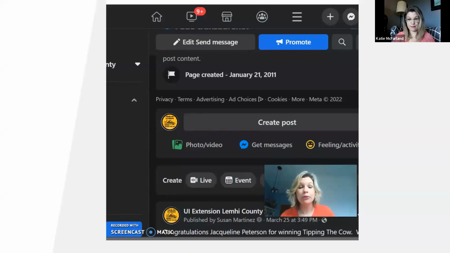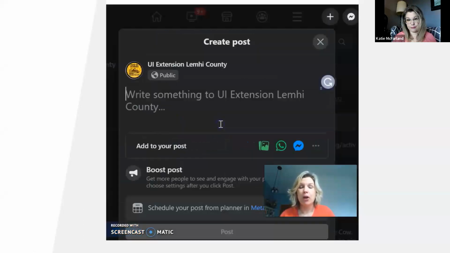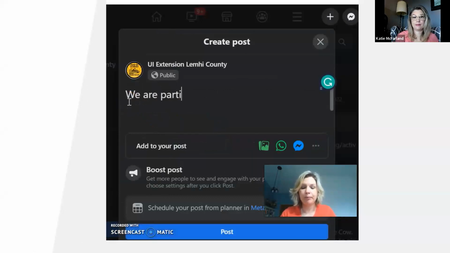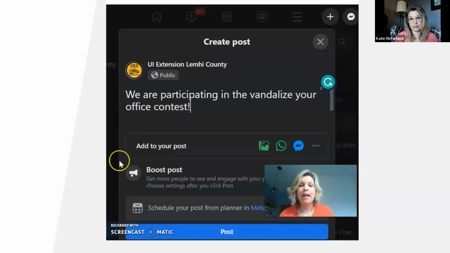Thank you for watching today's video. Today we'll be talking about how to create a post within Facebook. When you open your page, you just find the Create Post button. Click on the button and open a window that will allow you to create your post. Where you see the blinking cursor is where you can enter your text.